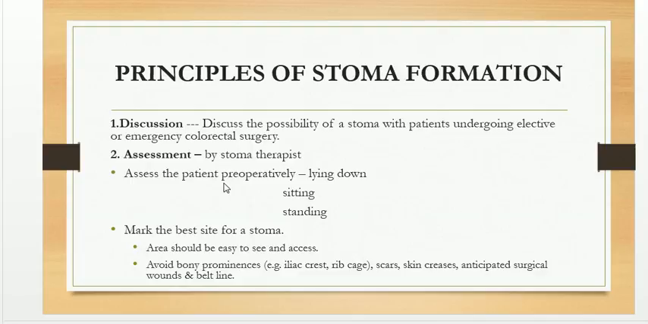While selecting these sites, always avoid bony prominences, for example the iliac crest and rib cage, because then it becomes difficult to apply the stoma appliances. We should also avoid areas of scars, skin creases, anticipated surgical wounds, and the belt line. It should not be at the site of the belt line, because the belt will overlie the appliance.